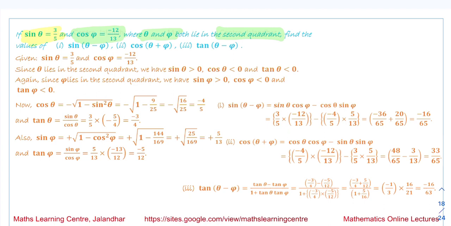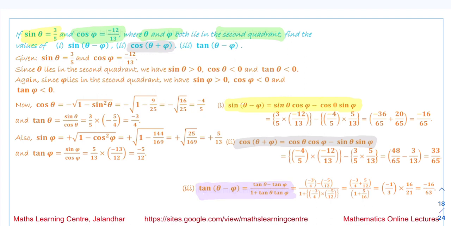We know that the formula for sine of theta minus phi is sine theta cos phi minus cos theta sine phi. For cos of theta plus phi, the formula is cos theta cos phi minus sine theta sine phi. And last, tan of theta minus phi is equal to tan theta minus tan phi over 1 plus tan theta tan phi.